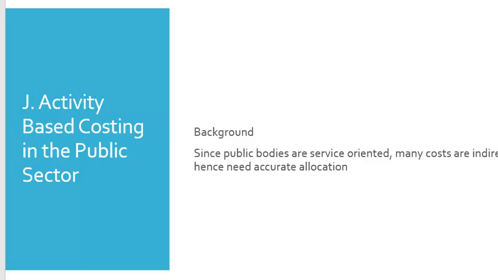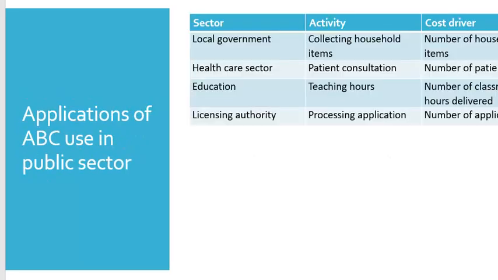Now, activity-based costing in the public sector. So nowadays public bodies or government entities, they are service-oriented. Now, because they are service-oriented, many costs might be indirect. So because these costs are indirect, they will need accurate allocation. So ABC is the right tool for that.